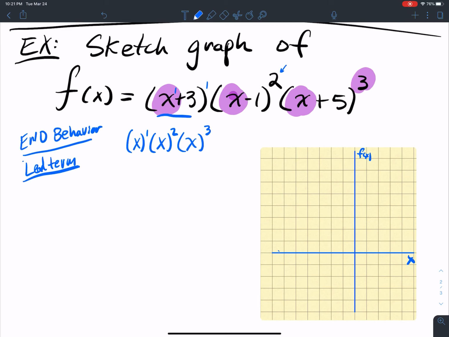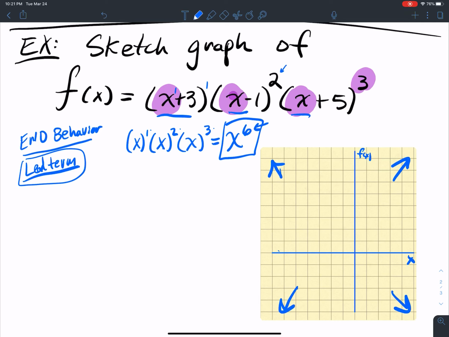And now to get the lead term, I multiply all those individual dominant terms together, and I get x times x squared is x cubed, and then times x cubed again. So that's 1 plus 2 plus 3, which is 6. So the lead term is x to the 6. X to the 6, this is even. Even is the same. So either they both go down or they both go up. I don't know yet. Well, I kind of know.